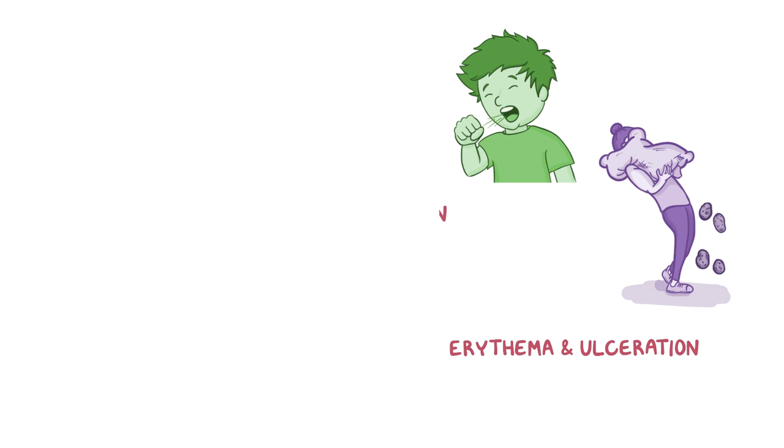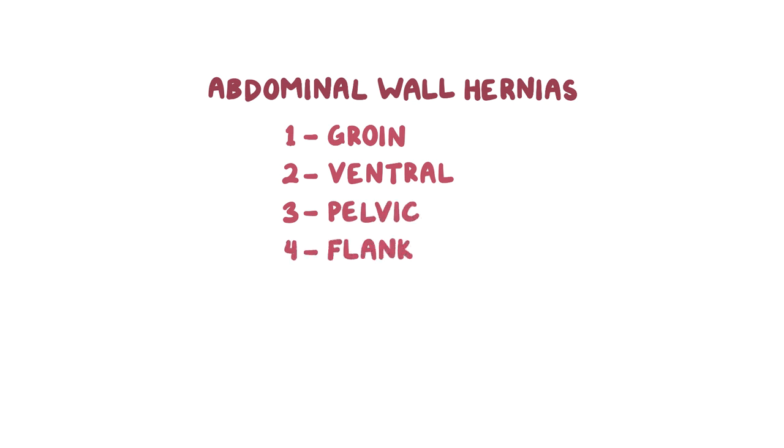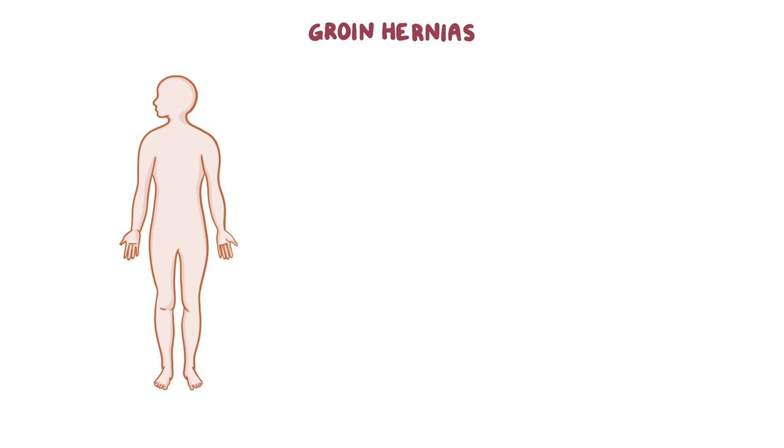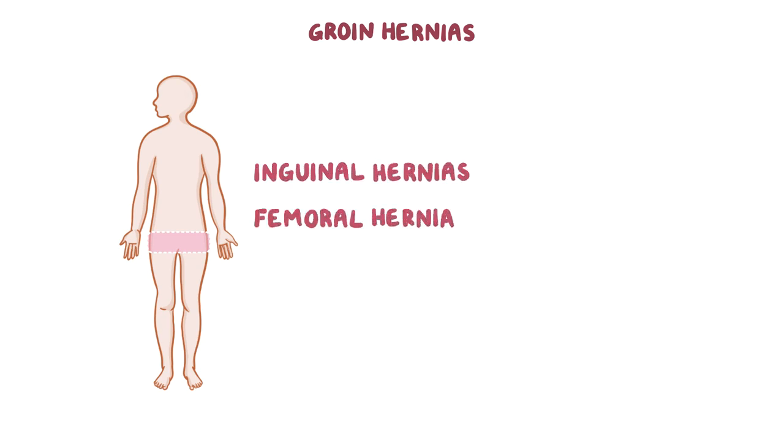Generally speaking, there are 4 types of abdominal wall hernias: groin, ventral, pelvic, and flank hernias. The most common type are groin hernias, and they occur at the lower margin of the abdomen where the thigh meets the hip. Groin hernias are classified into inguinal and femoral hernias, and inguinal hernias are further classified into direct inguinal and indirect inguinal hernias.